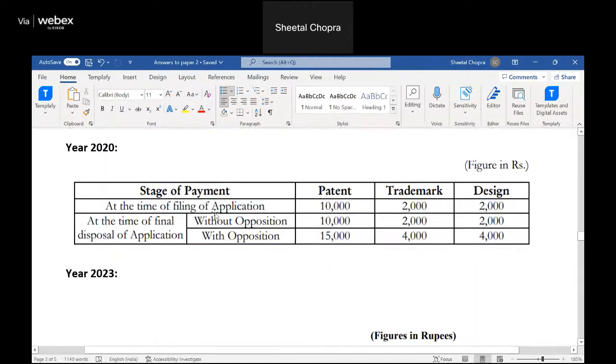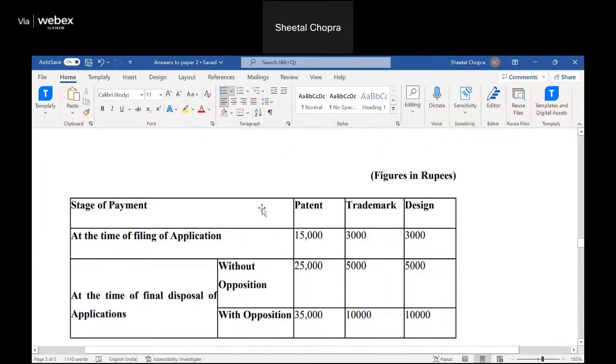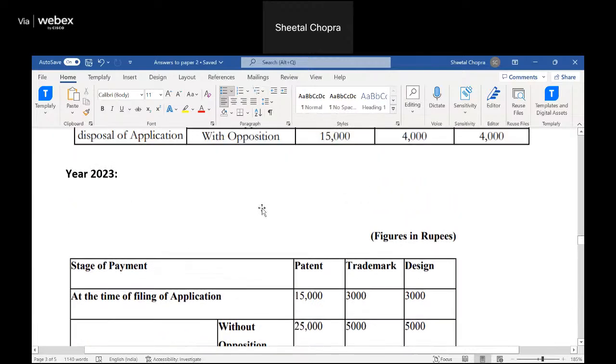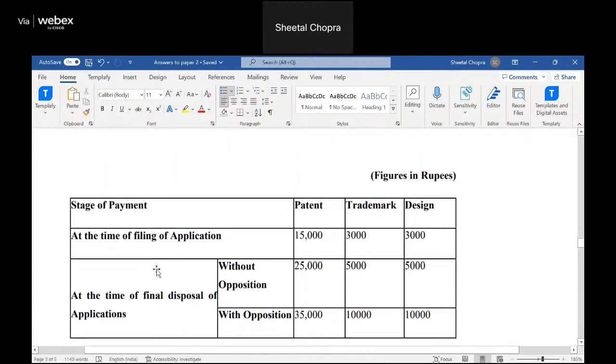Now, this is just an additional thing I wanted to present, which is year 2022, and these are the timelines. These are the fee structure. In 2023, the fee structure changed, which is what I just explained. So you can stop the video here if you want to do a comparison of the fee, one for 2020 and then the other for 2023.